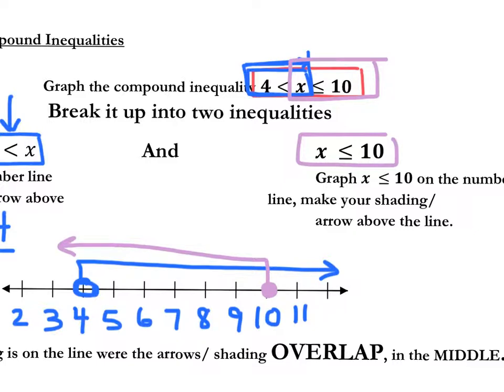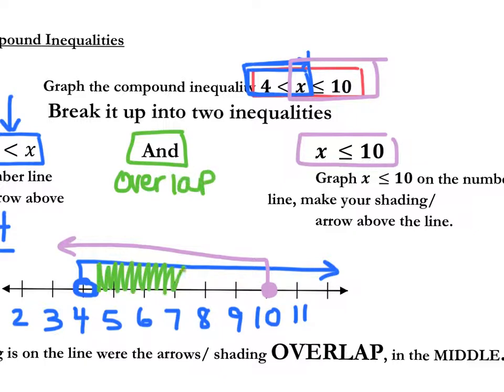Now this is an and problem. And problems mean that I'm looking for the overlap. So where do these overlap? Wherever I see both arrows. So that's going to be between 4 and 10.